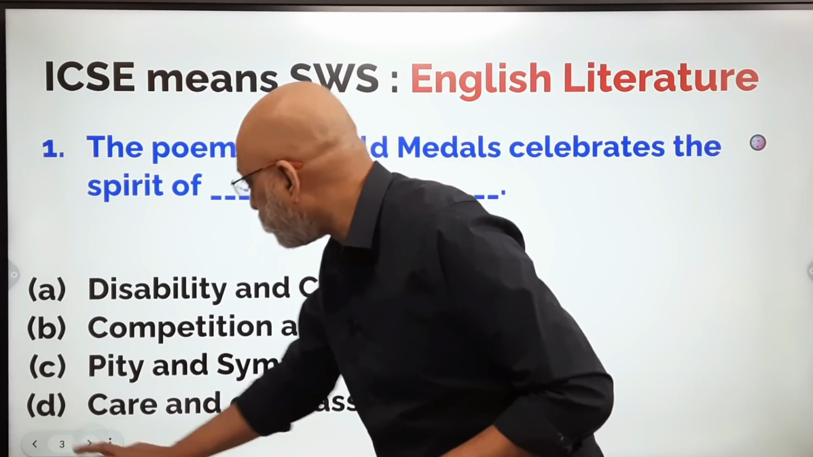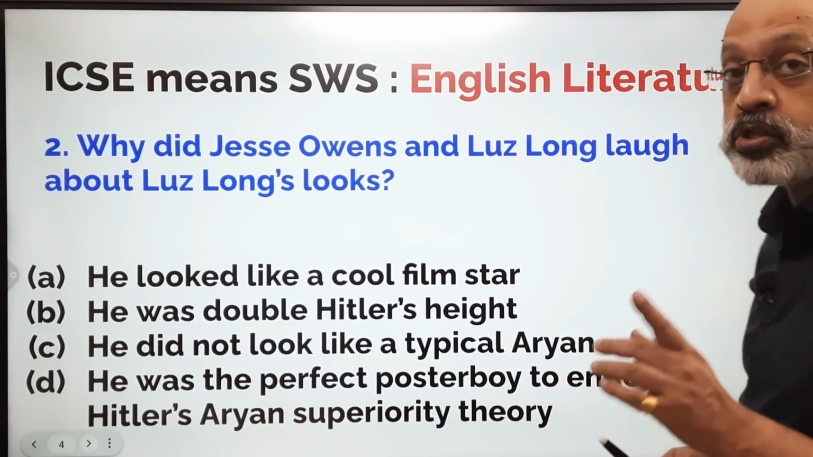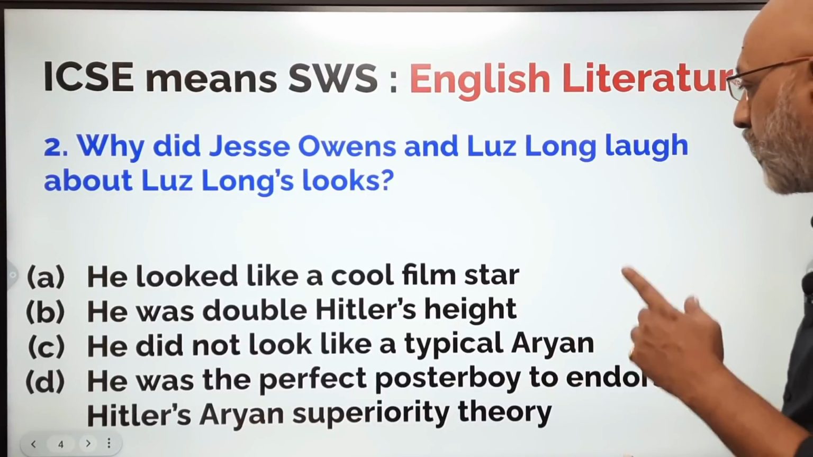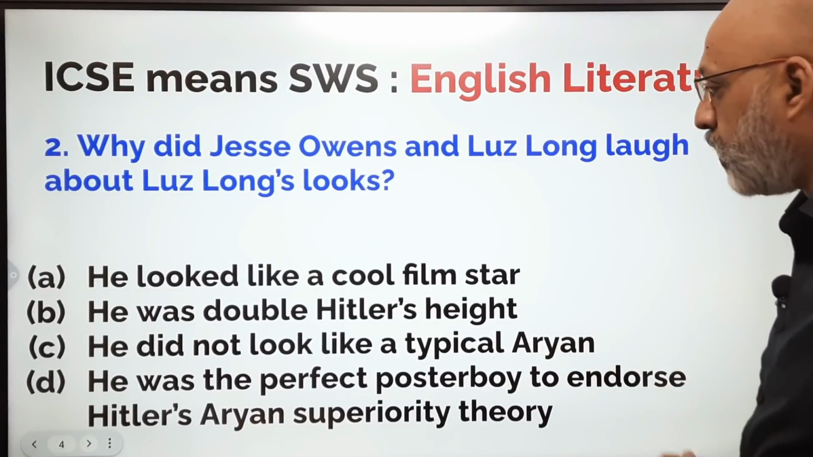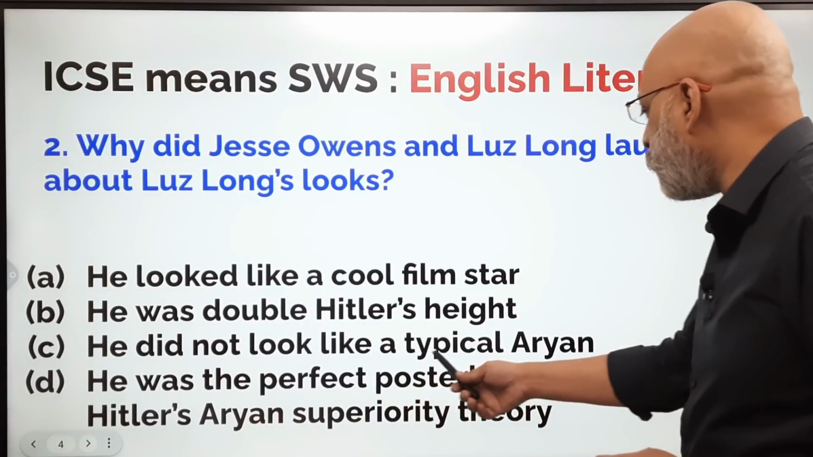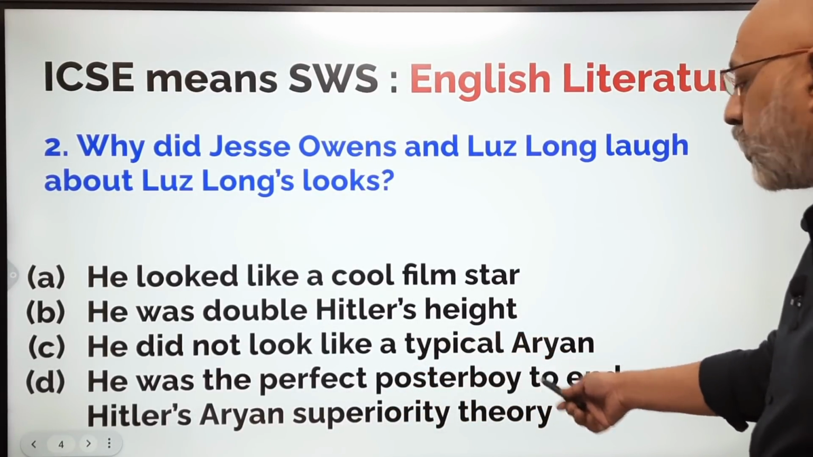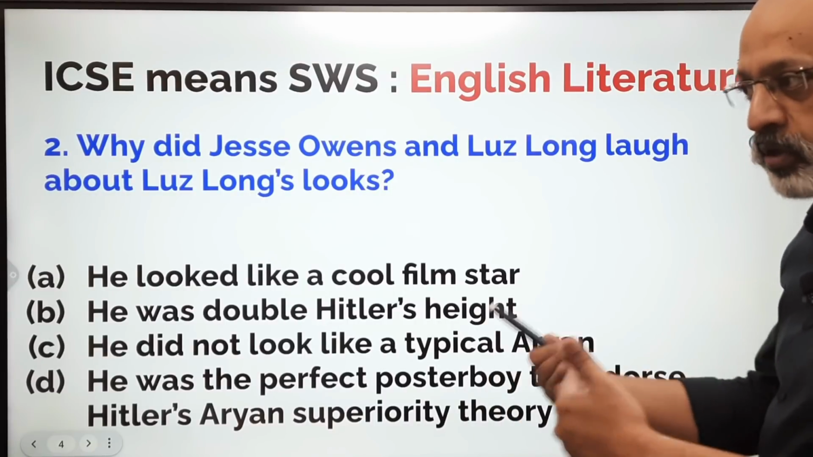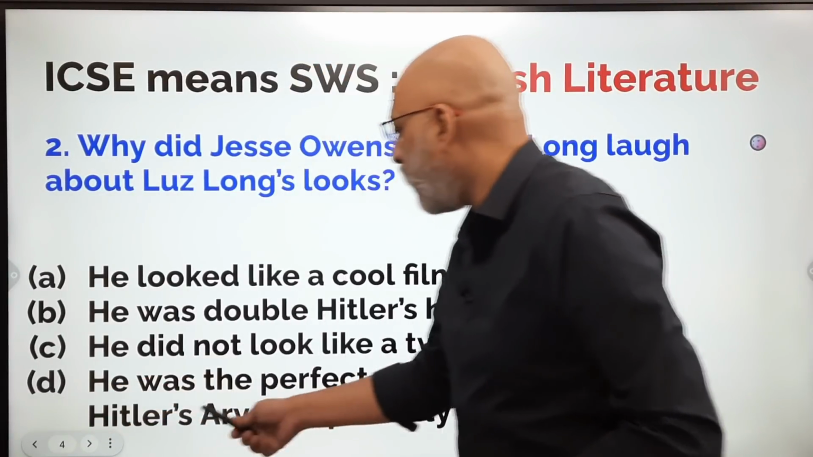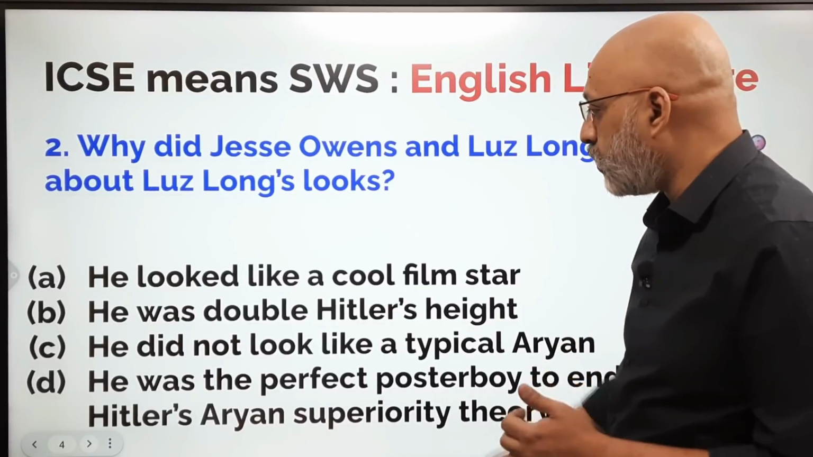Understood? Right. Why did Jesse Owens and Luz Long laugh about Luz Long's looks? He looked like a cool film star. He was double Hitler's height. This is from one of the pre-board papers. He did not look like a typical Aryan. He was the perfect poster boy to endorse Hitler's Aryan superiority theory. Endorse means as a proof, you know, it's almost like an advertisement. So the correct option is D. He was the perfect poster boy to endorse Hitler's Aryan superiority theory.